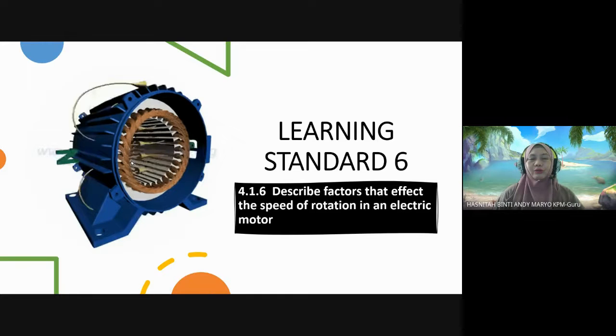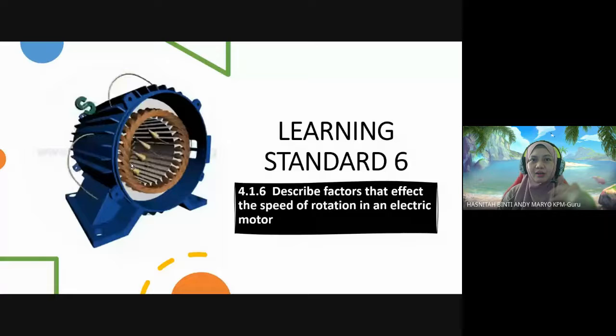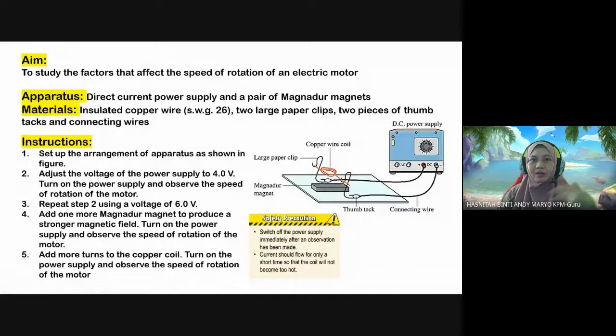Students, you know already that a motor works based on electromagnetism, where the coil is placed in a magnetic field and a force is produced from there. We can determine the direction by using Fleming's left-hand law. This is one example of an activity conducted in the laboratory to study the factors that affect the speed of rotation of an electric motor. Altogether, there are 4 factors.